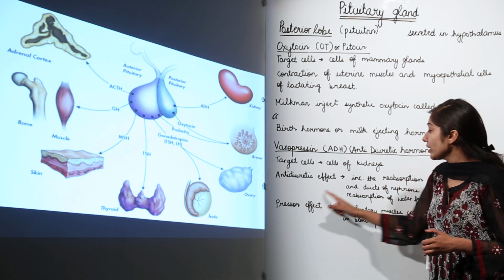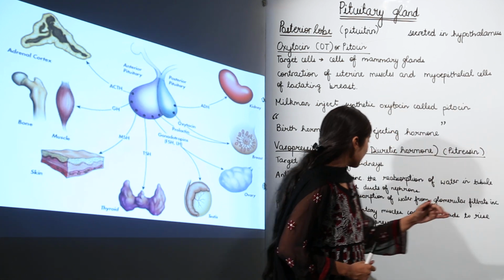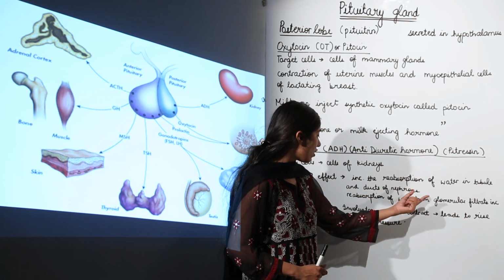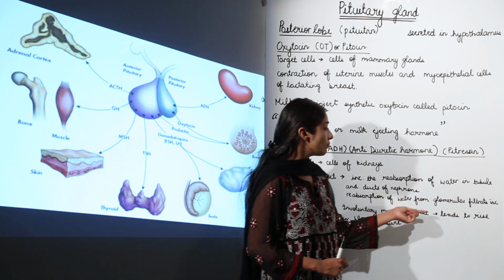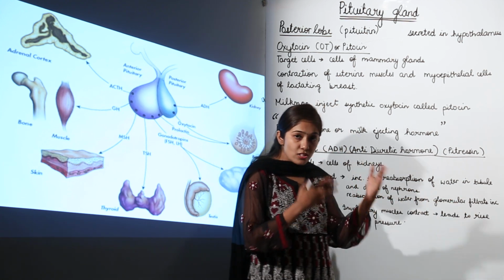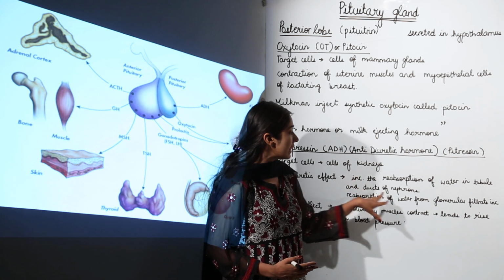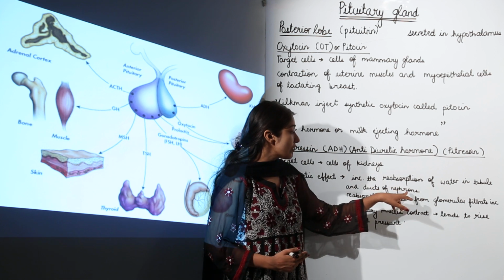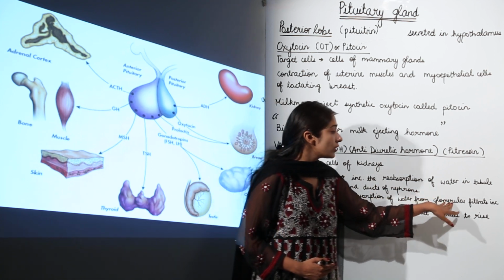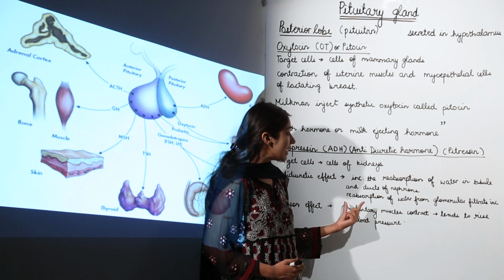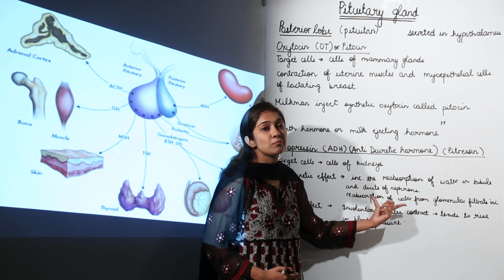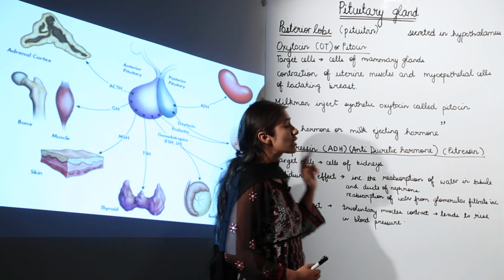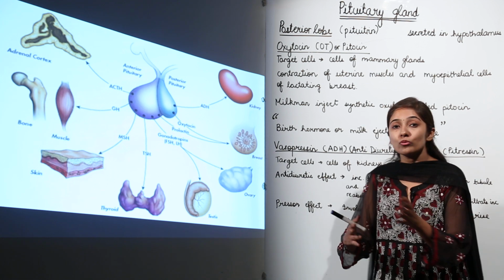So what is the antidiuretic effect? The antidiuretic effect is the increase in the reabsorption of water in tubules and ducts of nephrons. It helps in reabsorption of water from glomerular filtrate. So as a whole, what is going to happen? When there is increase in the reabsorption of water in the tubules and ducts of nephrons in the kidneys, the increase in the reabsorption of water is going to take place from glomerular filtrate. This is the antidiuretic function of vasopressin hormone or antidiuretic hormone.